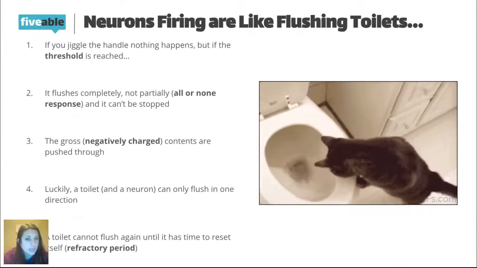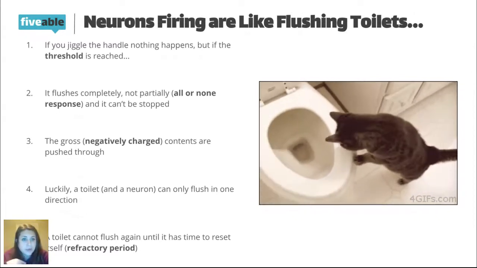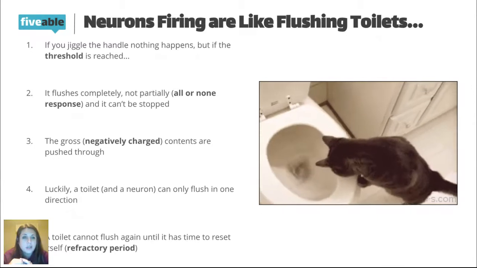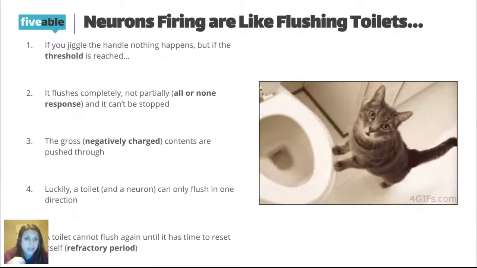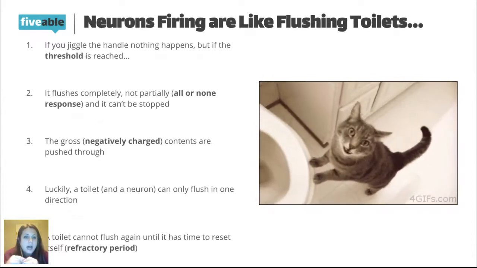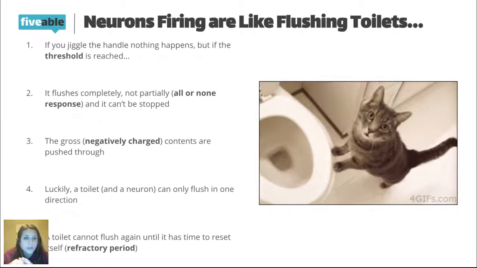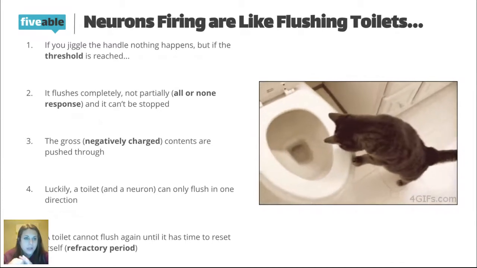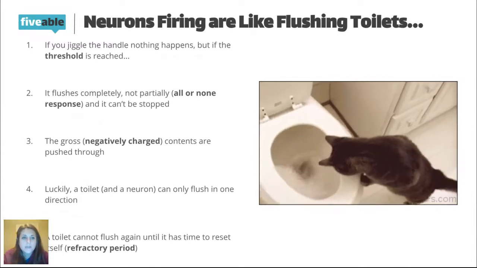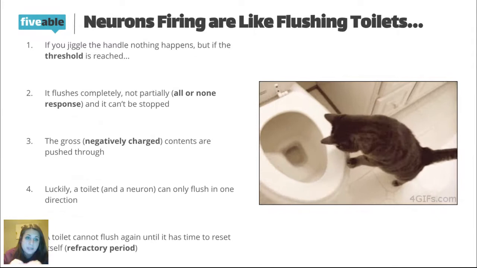And once it starts, it can't stop. In a neuron and in a toilet, the gross or negative contents are pushed through or removed. And so the negative ions in the neuron travel through and out. And then luckily, a toilet, just like a neuron, can only flush in one direction. It's not multi-directional, and so it all goes the same way outwards. So that's a nice analogy, I think, for helping you understand or remember the basic process of a neuron firing.